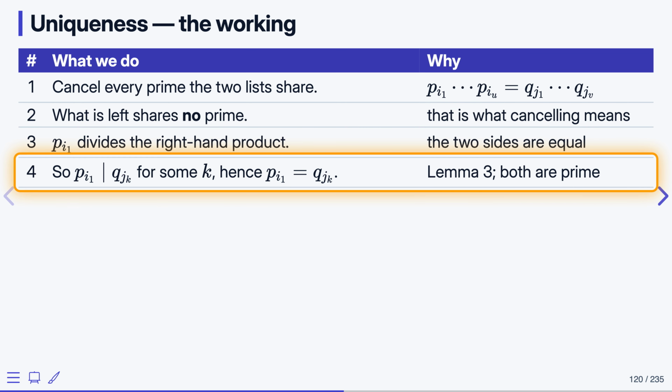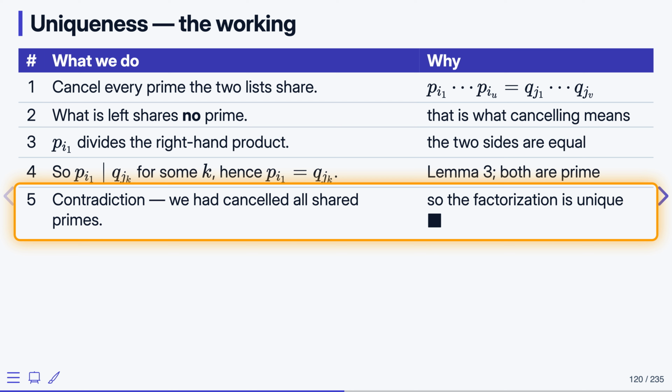Step 4. The right side is a product of primes. By lemma 3, P sub i1 must divide one of them, say Q sub jk, but Q sub jk is prime, and its only divisors are 1 and itself. So P sub i1 must equal Q sub jk. Step 5. That is a contradiction because we already canceled every shared prime, so the two factorizations were never really different. The prime factorization is unique.